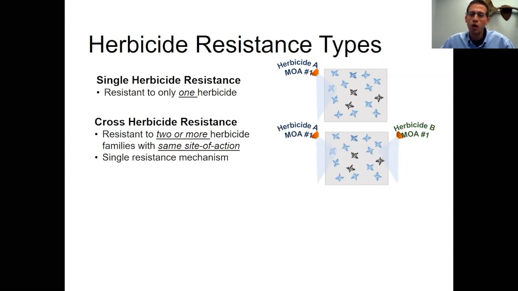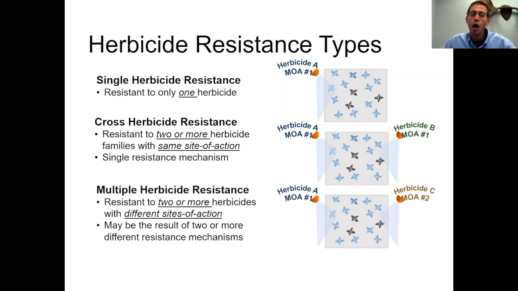Cross resistance occurs when a weed is resistant to two or more herbicide families within the same site of action. This is due to a single resistance mechanism. For example, a weed may be resistant to both Raptor and First Rate. Both are from different chemical families, but both inhibit the ALS enzyme in plants. Multiple resistance occurs when a weed is resistant to several herbicide groups with different mechanisms of action. This type of resistance may be the result of two or more resistance mechanisms within the same plant.